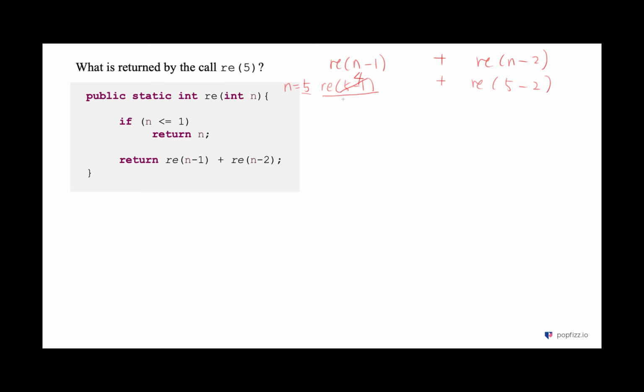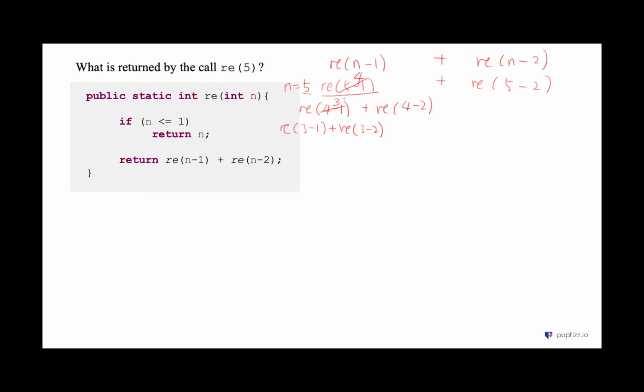And 4 does not meet the base case, so we're going to execute the last return statement, which will give us re 4 minus 1 plus re 4 minus 2. All right, more rabbit holes. Once again, let's take care of what's on the left side. 4 minus 1 is 3. So your n value right now is 3, does not meet the base case. So we execute the last return statement. And this will give us re 3 minus 1 plus re 3 minus 2.